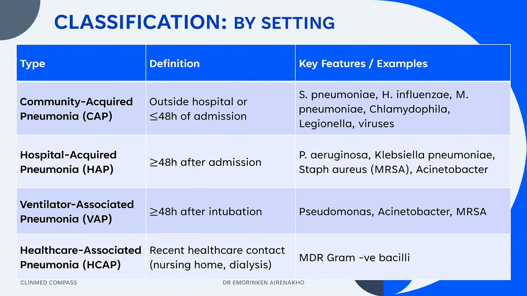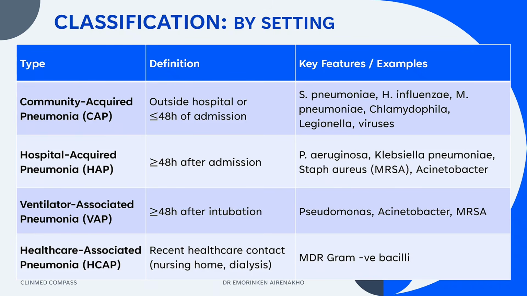Now we're going to discuss classification by setting. The first is community-acquired pneumonia. This develops outside the hospital or within 48 hours of admission. Common pathogens include Strep pneumoniae, which is the commonest, Haemophilus influenzae, Mycoplasma pneumoniae, Legionella pneumophila. Viruses are also implicated here.